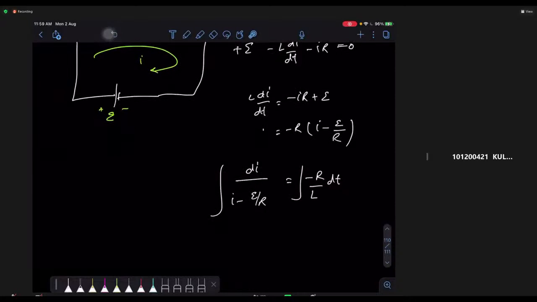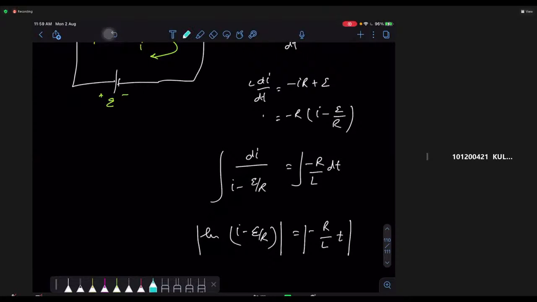Integrating here, the integration is log of I minus E by R on this side, and on this side we have R by L into T. Limit, we can take it.